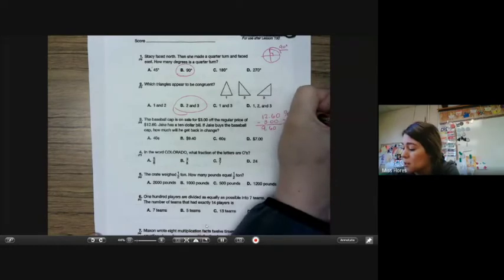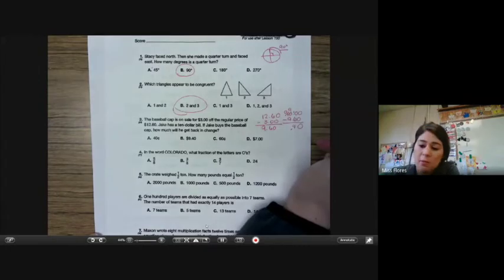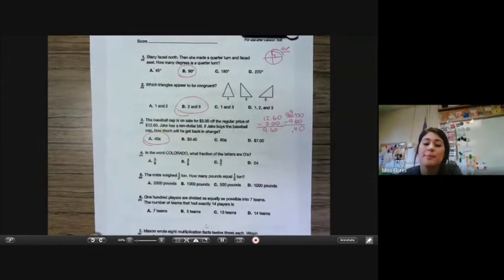1 becomes a 0. 10 now becomes a 9. This becomes a 10. So 0 minus 0 is 0. 10 minus 6 is 4. And we bring our decimal straight down. 9 minus 9 is 0. So he would get back 40 cents.